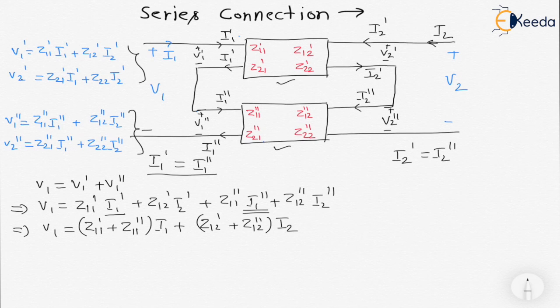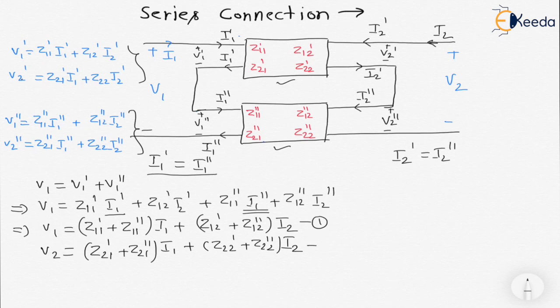In the same way, at the output terminal, we can write the value of V2. I am not writing all the steps here, I am writing the final. So V2 will be equal to Z21 dash plus Z21 double dash times I1, plus Z22 dash plus Z22 double dash times I2. So these are the final equation number 1 and final equation number 2.